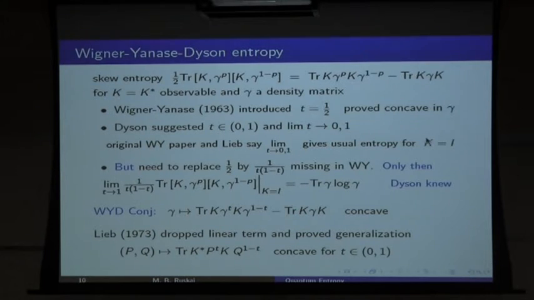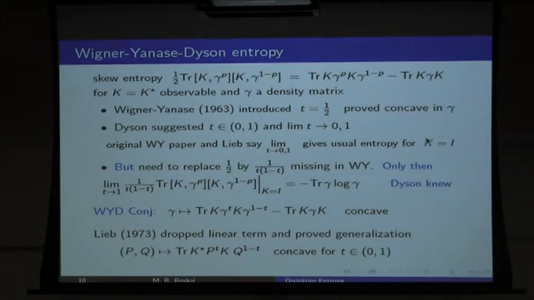So what became known as the Wigner-Yanase-Dyson conjecture was to show that this quantity is concave in gamma, and Elliott Lieb, in a celebrated paper, proved that. And he did the obvious thing, what any reasonable person would do. You want to prove concavity, you don't care about the linear term, so he dropped the linear term. And he also proved something more. He didn't require that both of these be the same, so I'll write it in this way. He proves the joint concavity of k star p to the t k q to the 1 minus t.